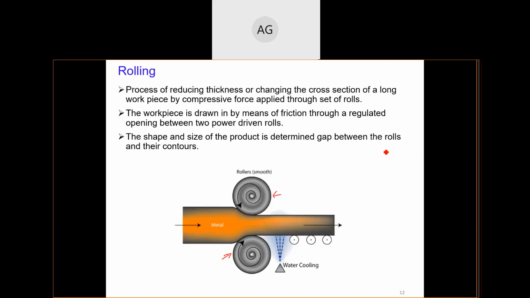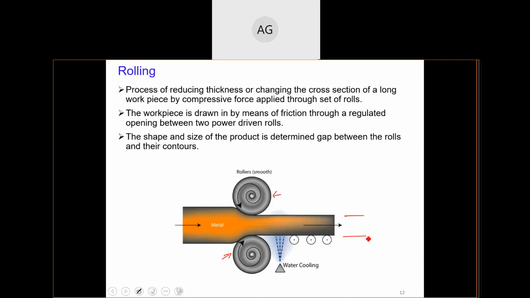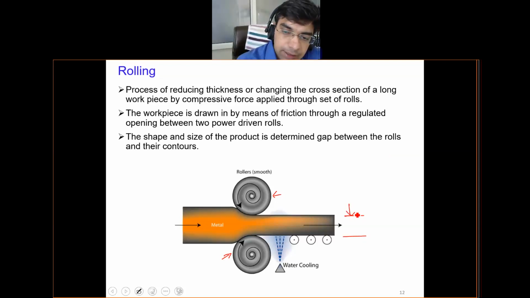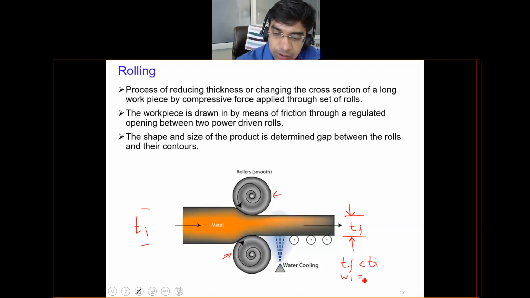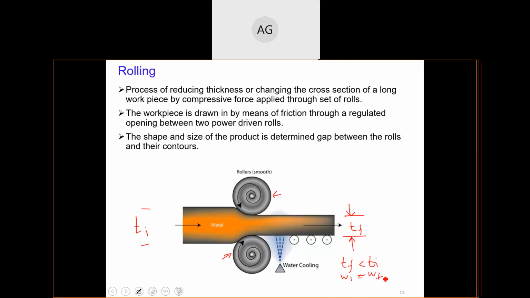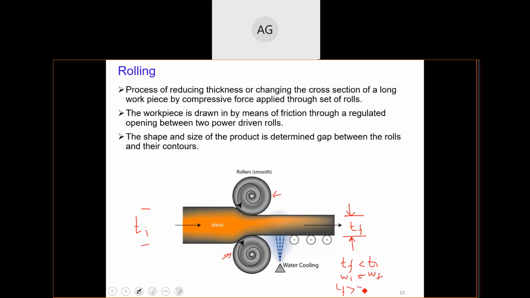So what is essentially being done here is that these two rolls are compressing the workpiece. In a nutshell, the thickness of the final piece, T final, is less than T initial, so the thickness reduces. If we talk of the width, it will remain almost constant, so there is no change in the width. And the length will increase drastically.